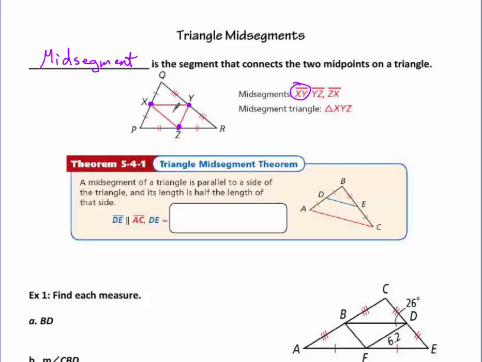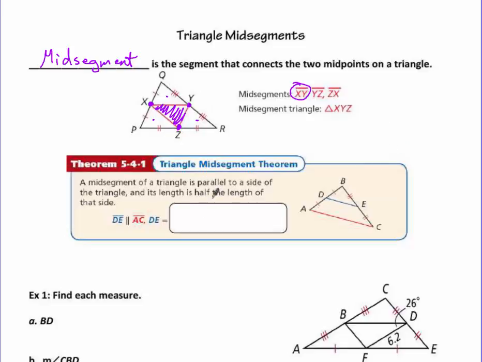Okay, and what's interesting is that these three midsegments all connect, and they make this little triangle here, and that's called a midsegment triangle. So it's a triangle that's made up of the midsegments of a bigger triangle. And what you'll learn is kind of interesting is this triangle, this triangle, this triangle, and my midsegment triangle are all congruent triangles. They all have the same area, they all have the same perimeter, they all have the same side length measurements, so it's kind of a cool thing.